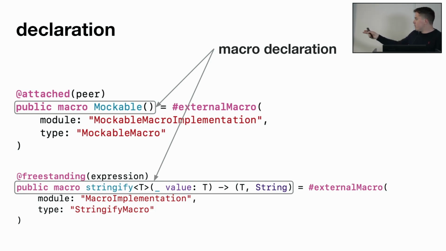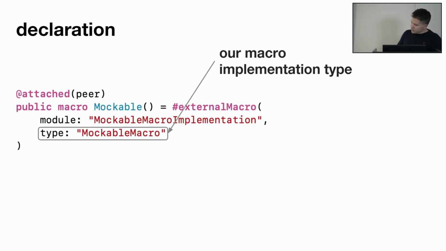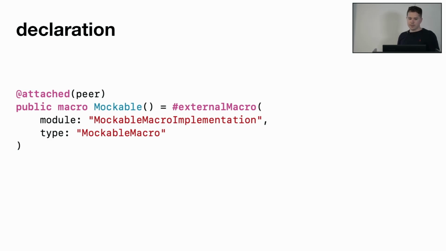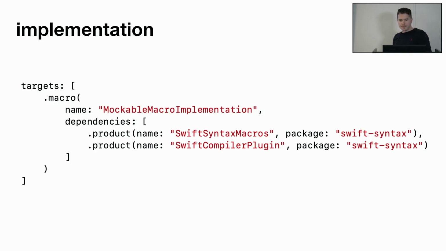But this is really just a function declaration syntax. And lastly, if you might remember, you need to implement macros in a separate module using the new macro target, and you have to specify the target here, so the compiler will find your implementation. And you implement macros with a custom type, which you need to specify here. With that, we are done with our macro declaration, and we can start implementing it.